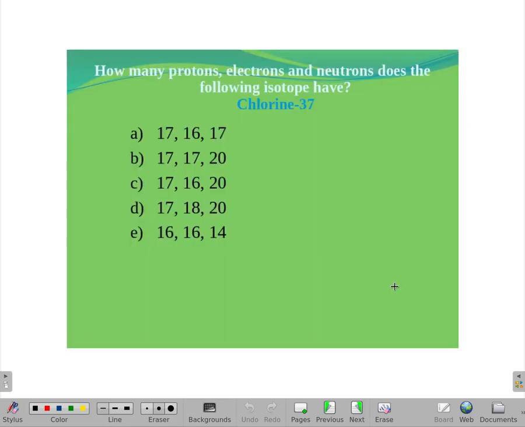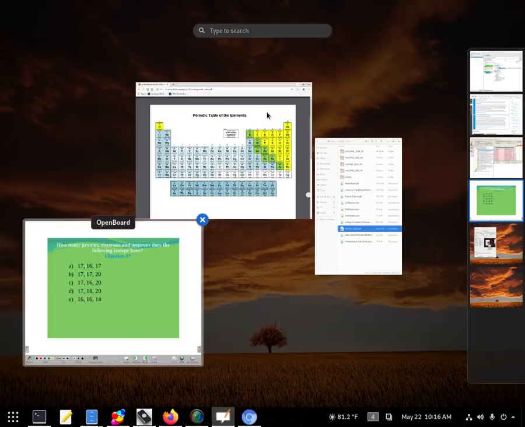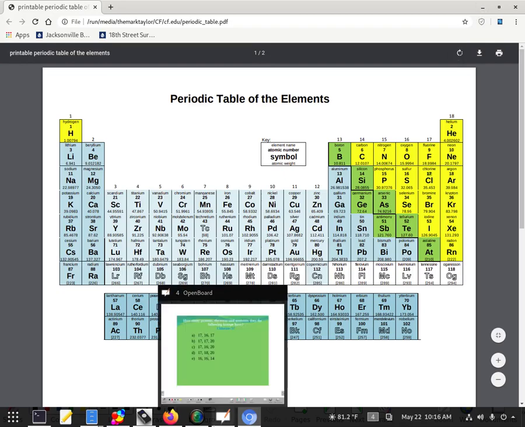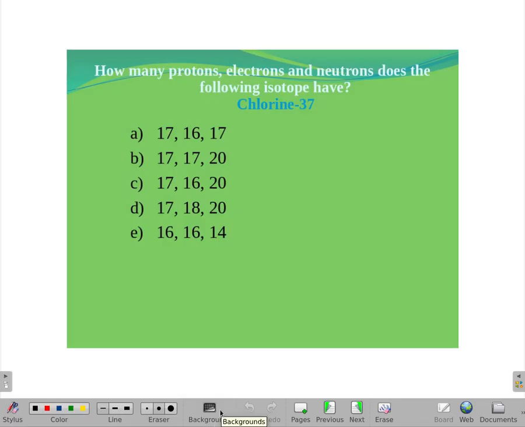All right, so if I was going to ask a question like this, number of protons, electrons, and neutrons in chlorine 37, my first step would be to find chlorine on the periodic table and get its atomic number. And chlorine is right over here, has an atomic number of 17. Now that 17 tells us the number of protons. I'm going to write it right here, and I can just mark that one out because there's no way it's that. So 17 is right.